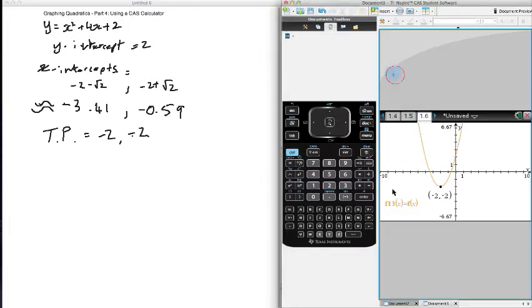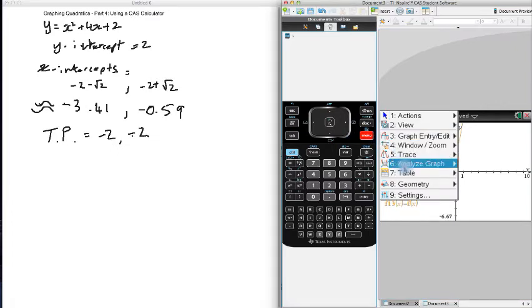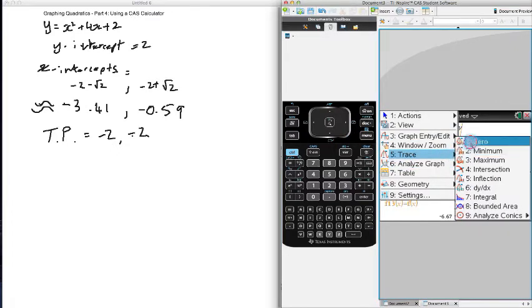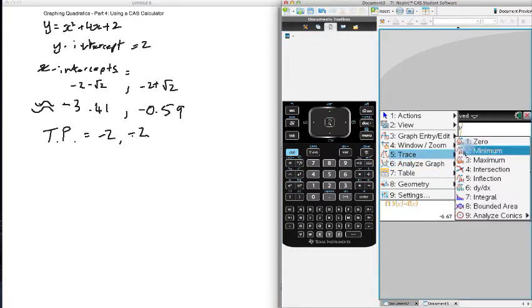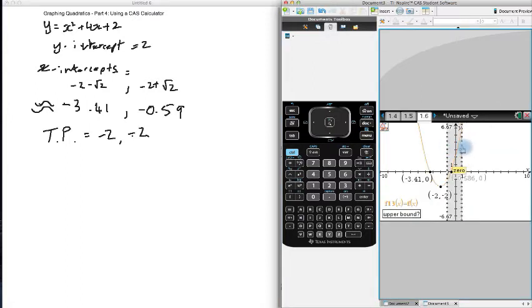Just for fun, let's confirm our x-intercepts using this graphical method. So we go menu, analyze the graph. Now we're finding the zeros. So there's one of them. And yes, you can see that negative 3.41 agrees with what we had on the calculator page. Let's find the other one. There you go, and you can see that that value there, 0.586, agrees with the value we had on our calculator page as well. So there we go. That's quadratics using a CAS calculator.